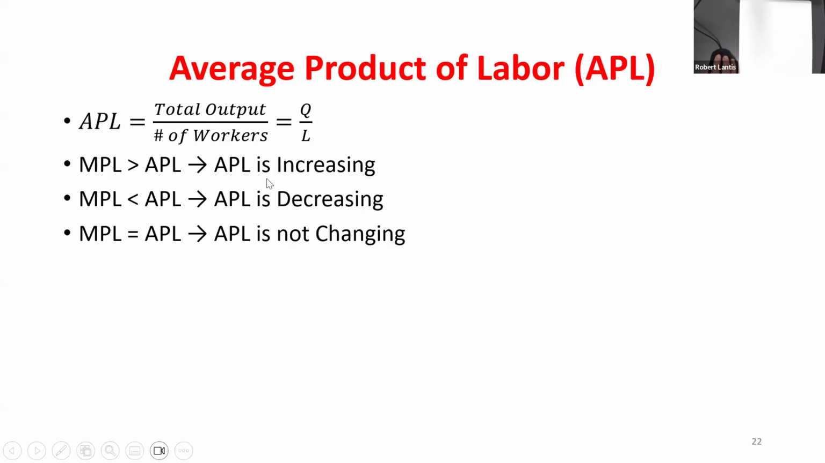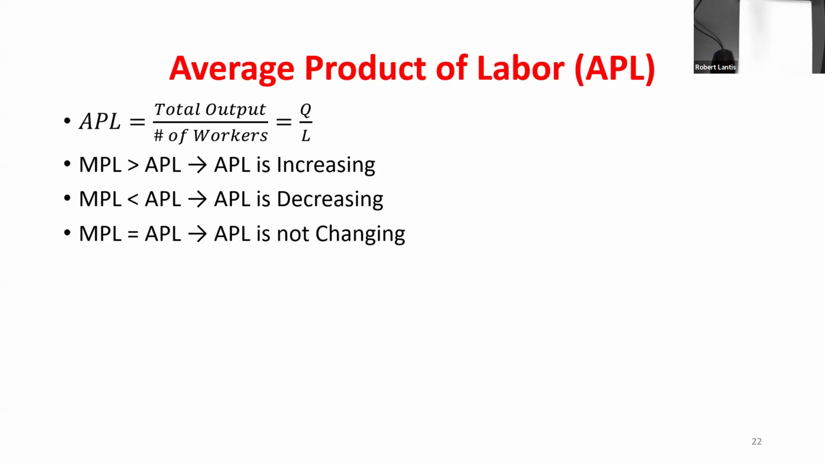Okay? Now, what's going to end up being true is when that marginal product is above the average, our new average is going to be higher. When the marginal productivity of labor is below the current average, our new average is going to be lower. And if they were exactly the same, it's not going to change. Okay? So you can kind of think about it this way.